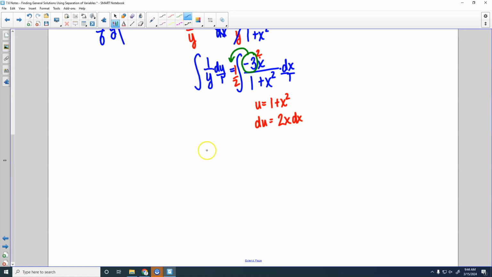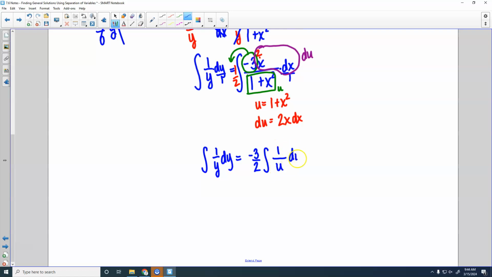There. So I'm not going to integrate this yet. 1 over y dy equals, and then I've got negative 3/2 integral of, let's make sure we know where things are coming from. This part right here is my u. This 2x dx, that's my du. So if I replace those things, I've got 1 over u du. Everybody okay here?